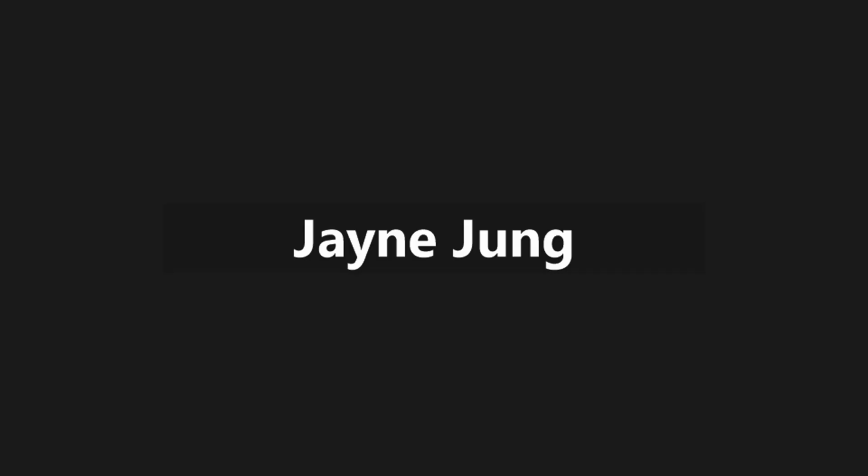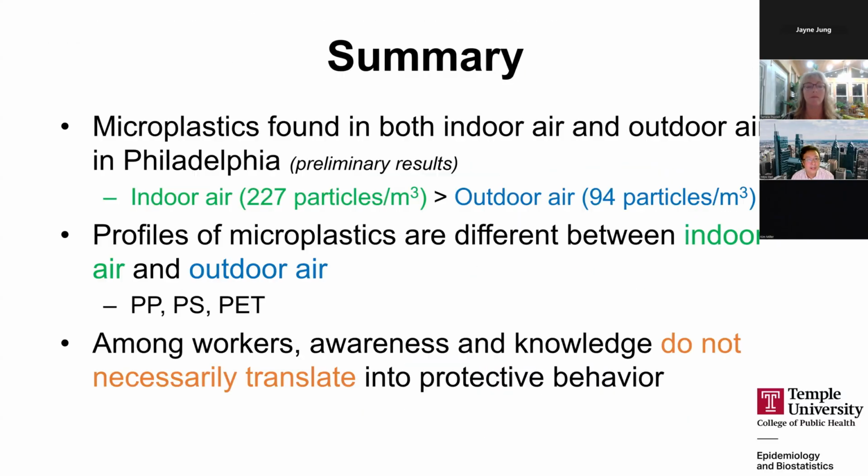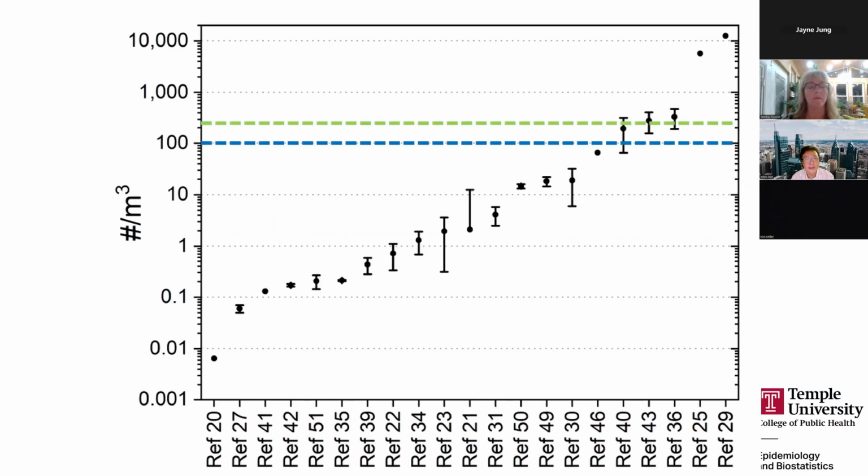Hi, Dr. Han. I was wondering if you can go back to the slide where you compare your results to other studies. I was wondering, is that showing that Philadelphia has a higher microplastic problem than other regions? I guess I was a little confused about what that is, like a green and blue line and a black one.